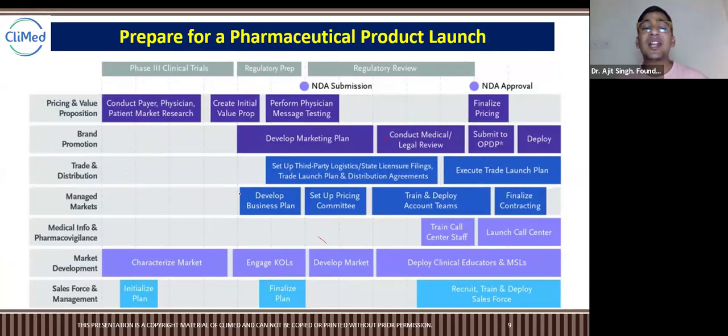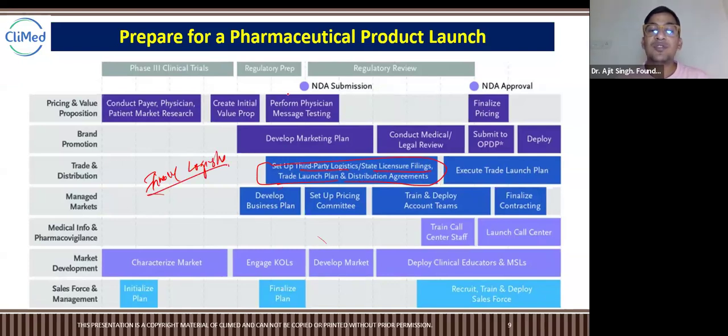So trade and distribution. What is trade and distribution? Trade and distribution also start while they are preparing the brand promotion. Here they set up the third party logistics, state licensing, and then trade launch plans and distribution agreements. Distribution agreement means they just plan for the inventory and logistics to distribute.